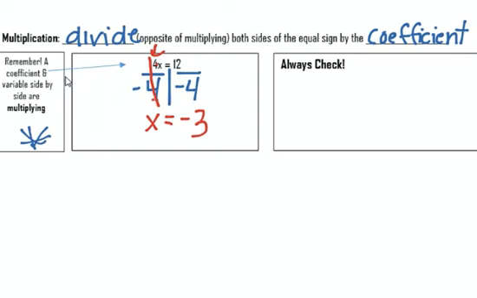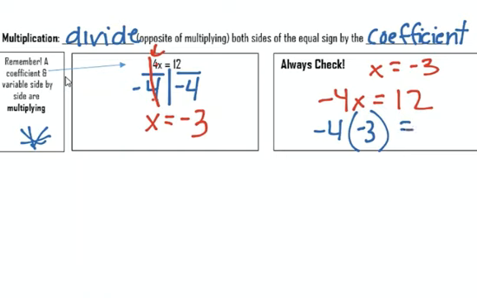Okay, and if I want to go ahead and check, I'm going to say, well, my x is negative 3. Let me plug it into the original equation. Negative 4x equals 12. So negative 4 times, remember, coefficient and variable next to each other, we are multiplying, and we have to plug it in parentheses. Okay, and negative times negative is a positive 12, so 12 equals 12.